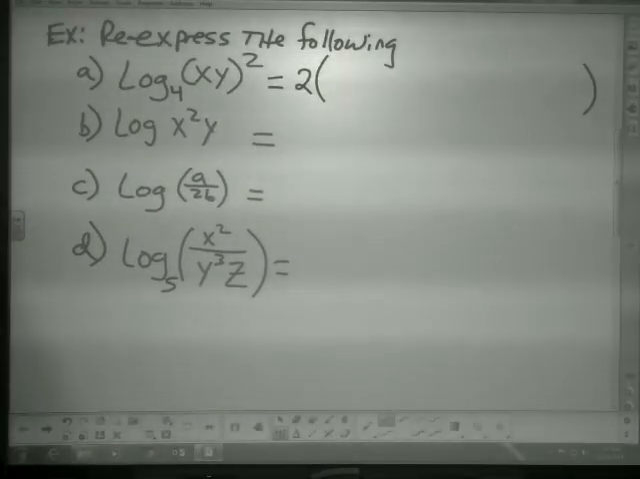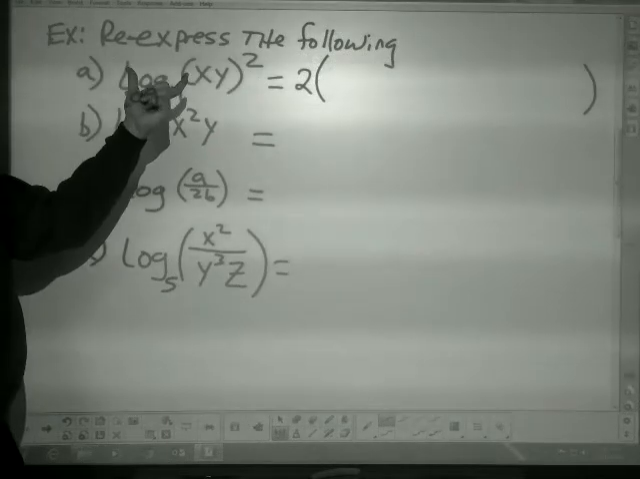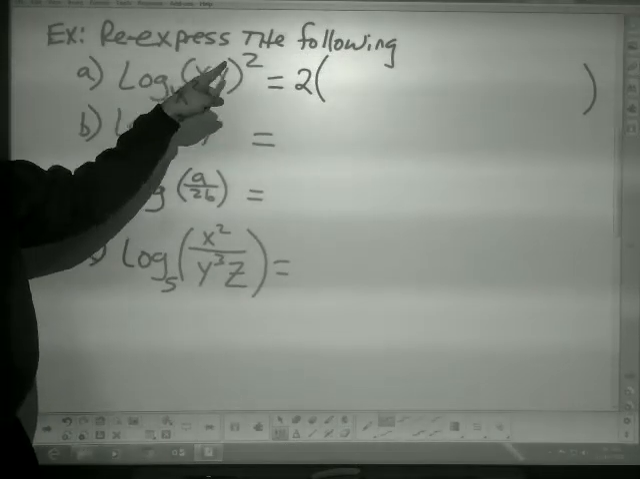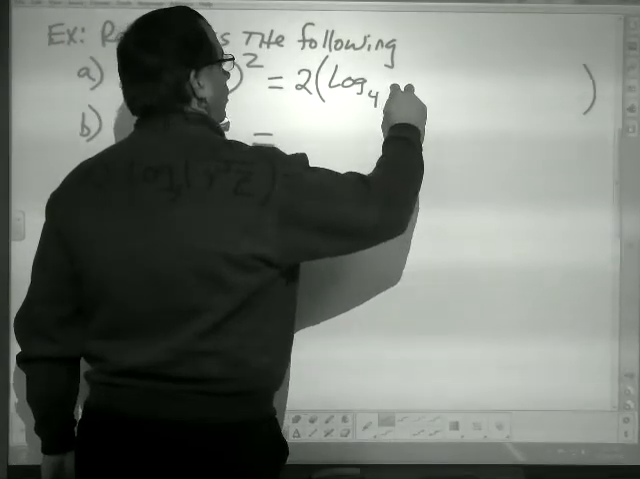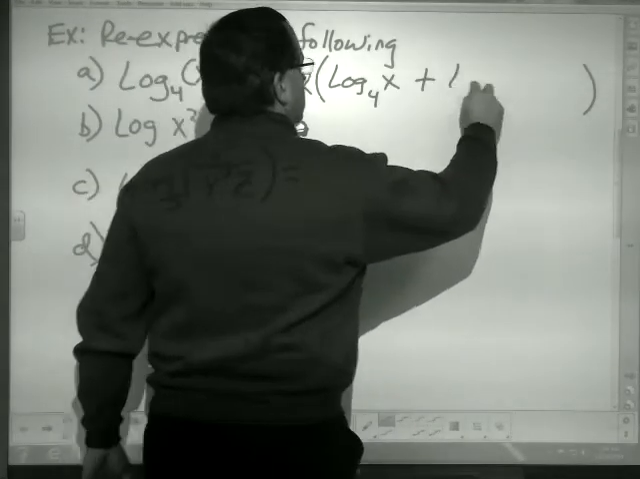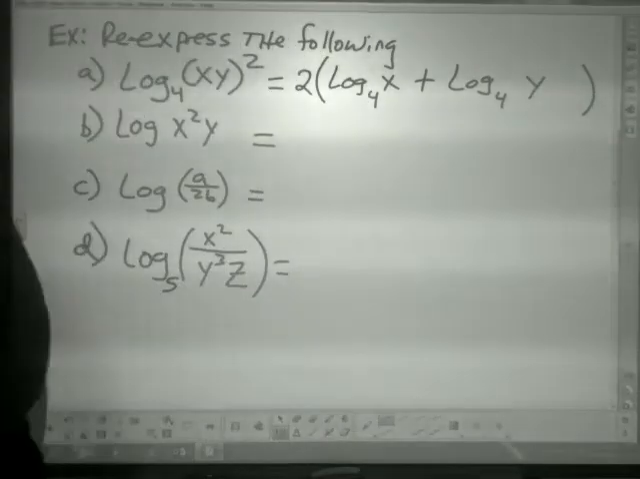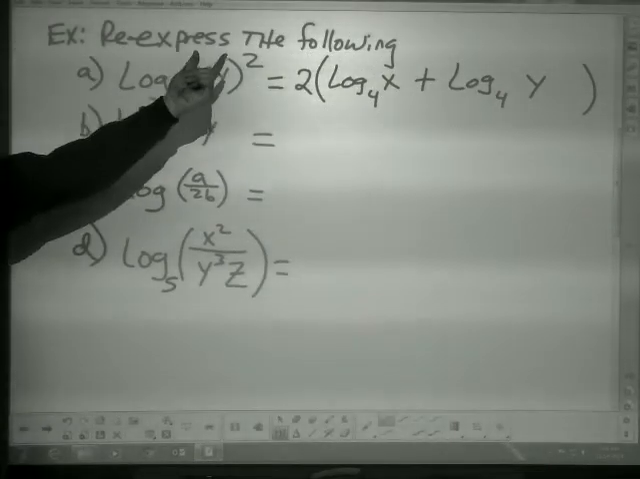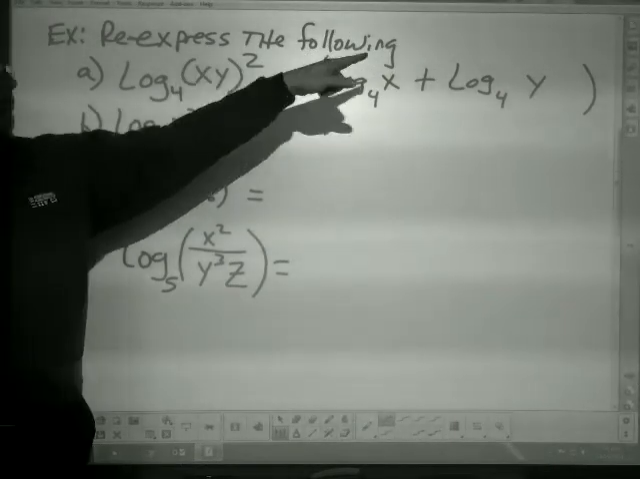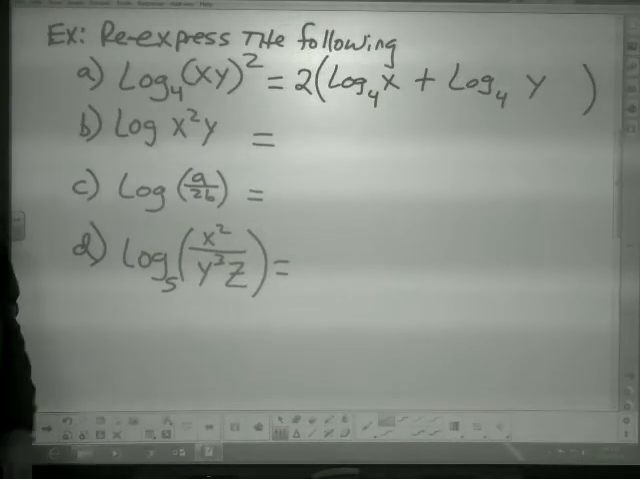So power comes out front. Log base 4, multiplication turns to addition. So I have log base 4 of x plus log base 4 of y. And that's how you would re-express that. Your rule, power comes out front, and the power's on the whole thing. Log base 4 of x plus log base 4 of y.